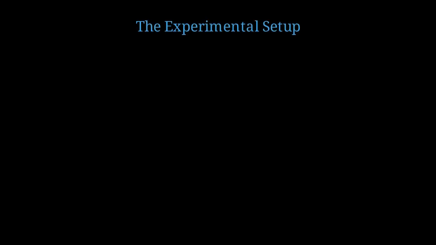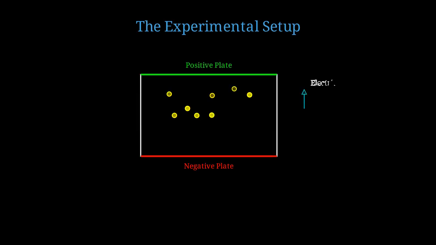Millikan's brilliance was in his experimental design. Let me walk you through it step by step, because understanding the setup is crucial to understanding why the data looks the way it does. Here's the setup. Two metal plates create a uniform electric field. Tiny oil droplets, about 1 micrometer in diameter, are sprayed between the plates. These droplets pick up electric charge, usually by friction during the spraying process.